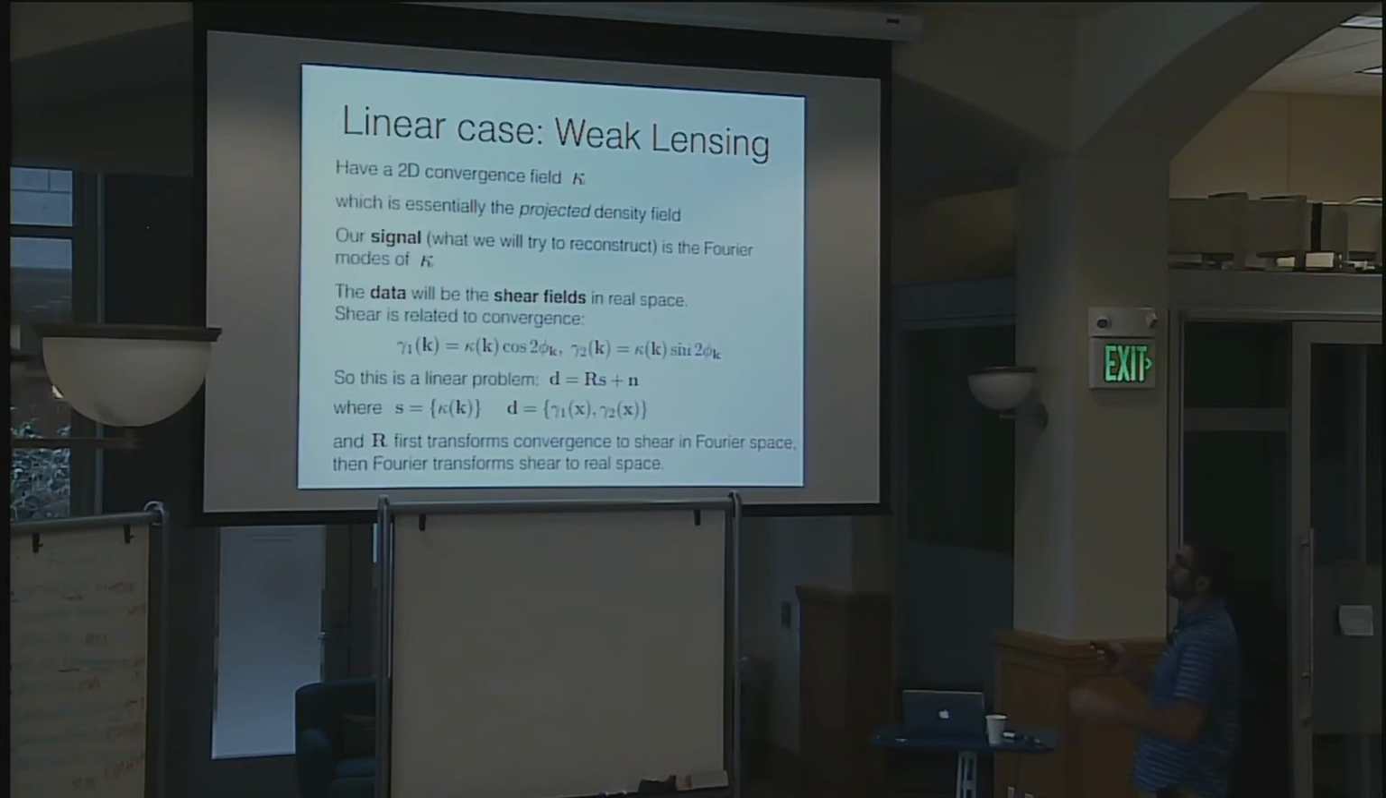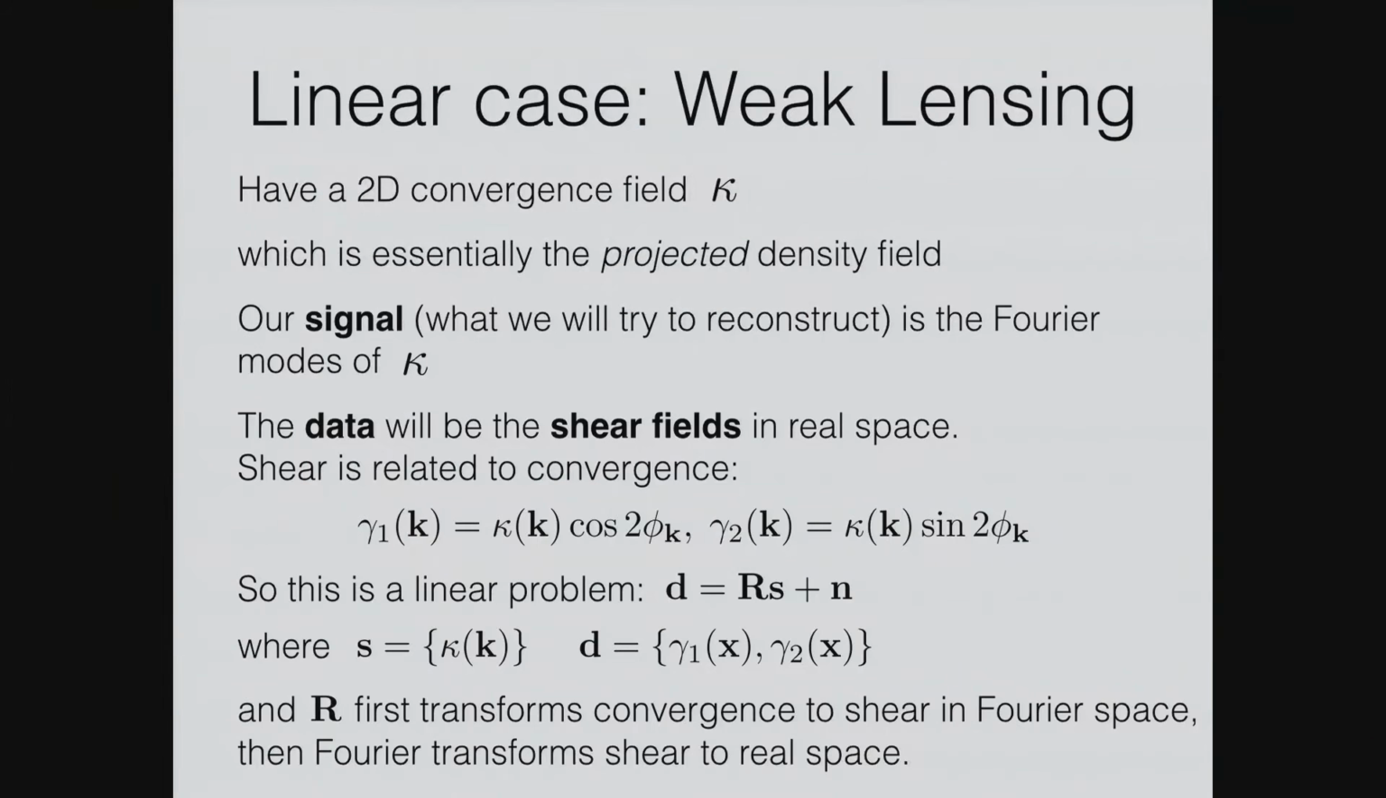Just a little bit of notation. We introduce what's called the convergence field kappa. This is essentially the integrated density field, or the projected density field. So all of the density, if you look in a given direction, how much dark matter there is up to whatever source you're measuring. And this can be converted into two shear fields, gamma 1 and gamma 2, like that. What I want you to notice is this is just linear, okay?